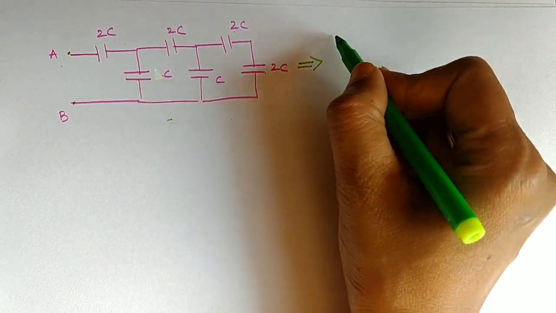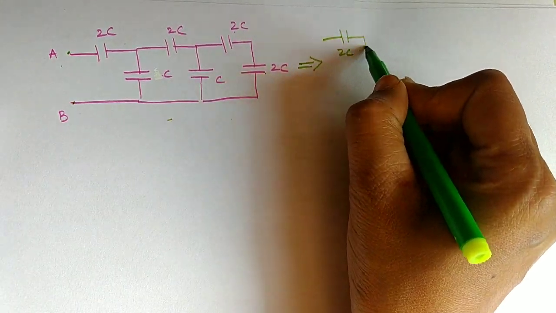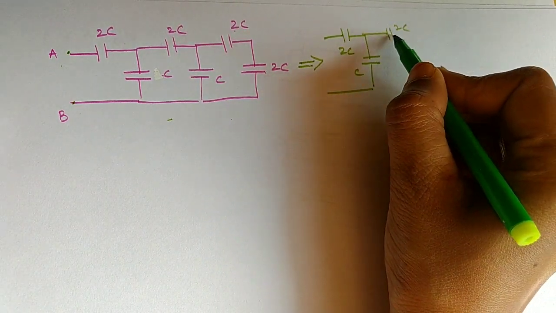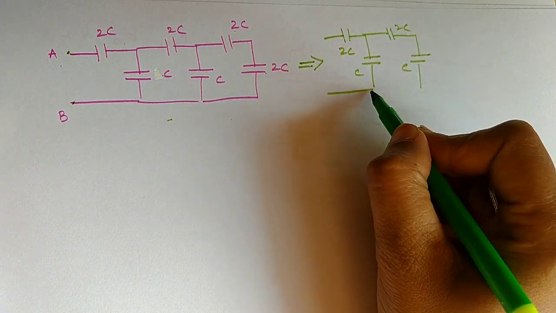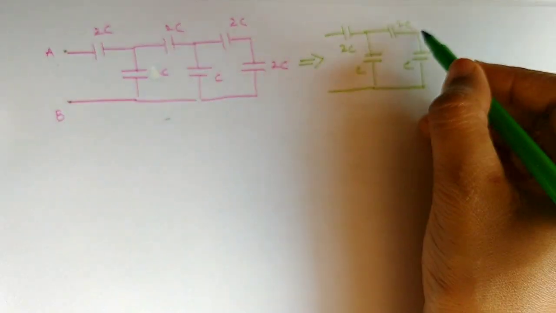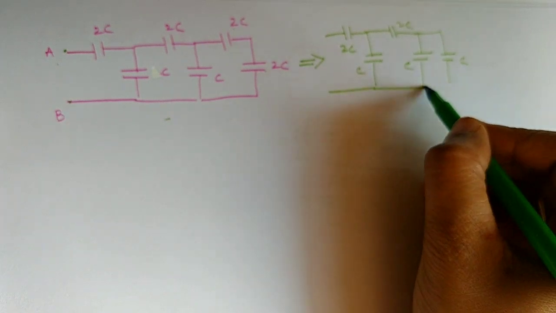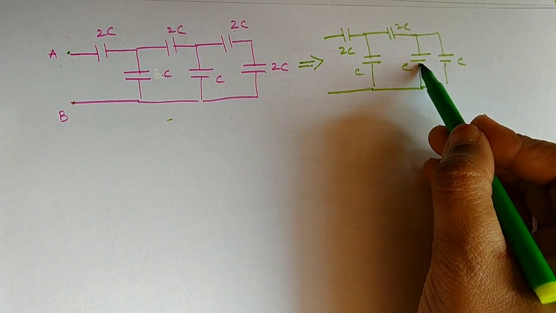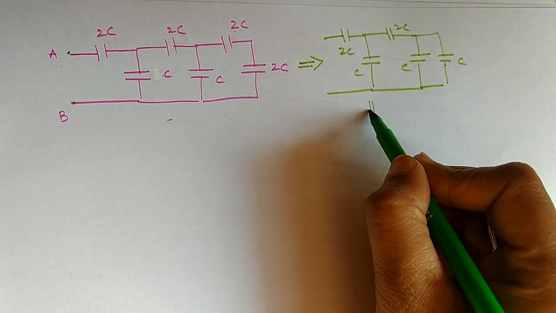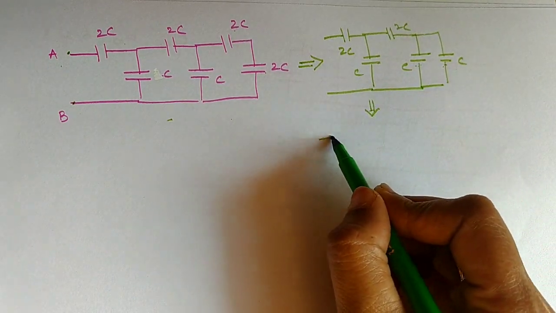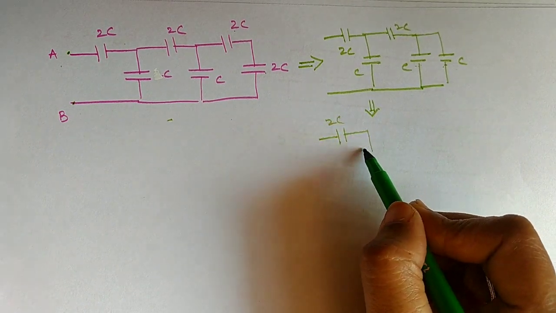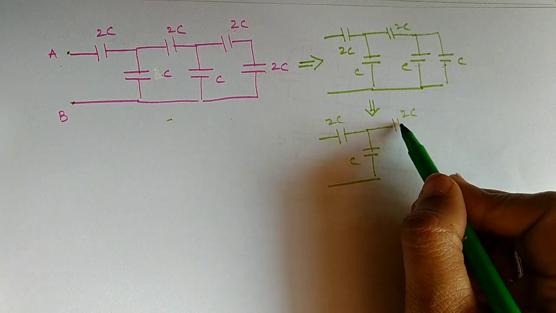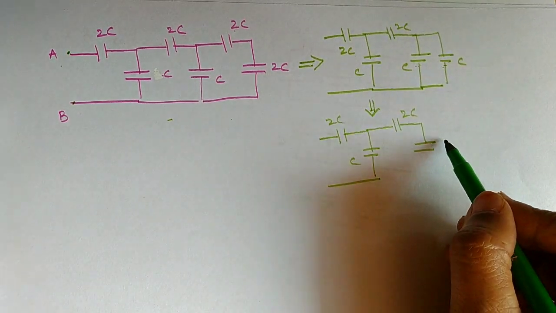So this circuit will be equivalent to 2C, C, 2C, C, and instead of these 2 I will write it as equal to C. Because they are in series, answer would become C. Now you can observe these 2 are in parallel combination. So that will reduce to 2C, C. Here we have 2C, C and C in parallel, you will get 2C.